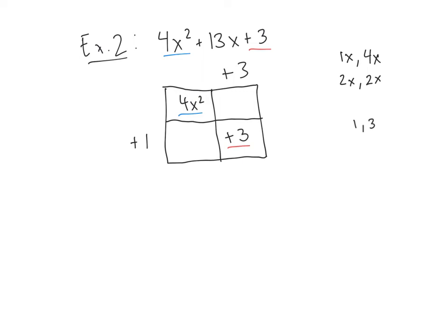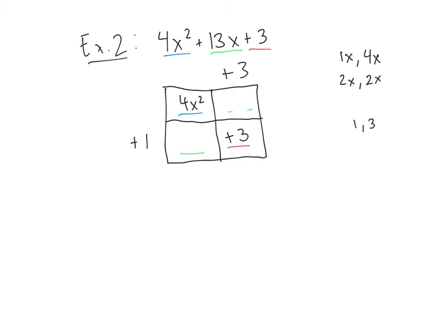And then I'm just going to try. I have a few different options here, right? And so I'll try 2x and 2x. Maybe it'll work, maybe not. And then I'm going to multiply into the boxes and add up the boxes. And I need this diagonal, these two boxes, to add up to 13x, right? So when I multiply into the boxes, my top right is 3 times 2x, so 6x. And my bottom left is 1 times 2x, which is 2x. 6x and 2x makes 8x, which is not 13x. So 1 and 3 and 2 and 2 did not work.